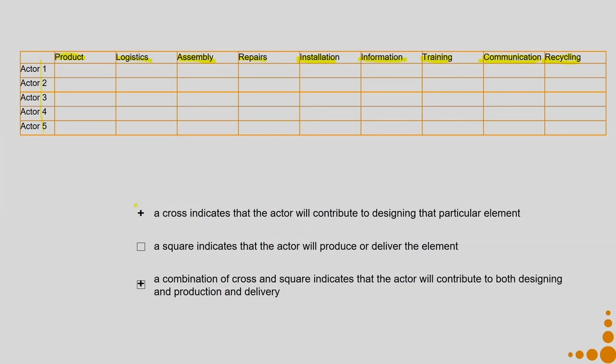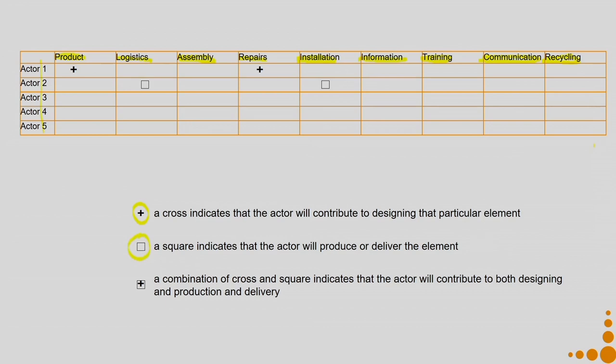You can have a cross. A cross indicates that the actor will contribute to designing that particular element. For example, if I put a cross against actor 1 for product, it means that actor 1 will contribute towards the designing of that particular element. Because I put a cross on repair, actor 1 will also contribute to designing that particular element, that is, designing the service of repair, how it is going to happen.